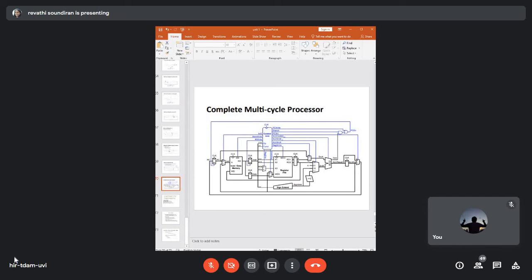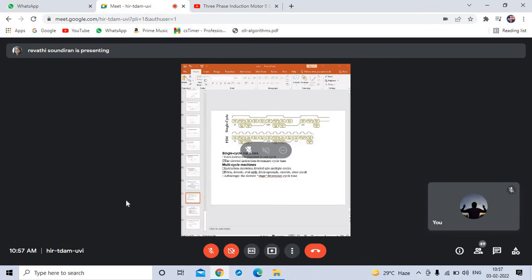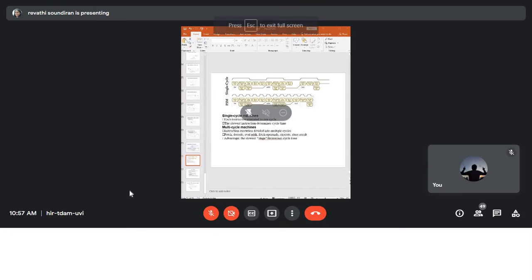So next, this is the important point that we have to understand here. When you're looking at this picture, you will understand the difference.